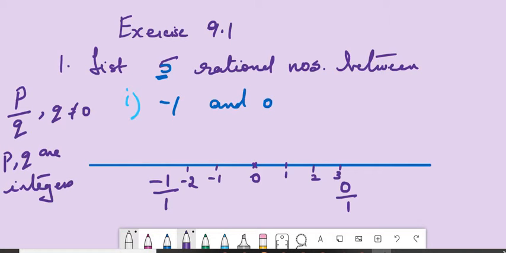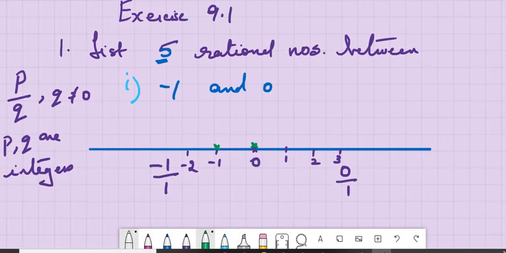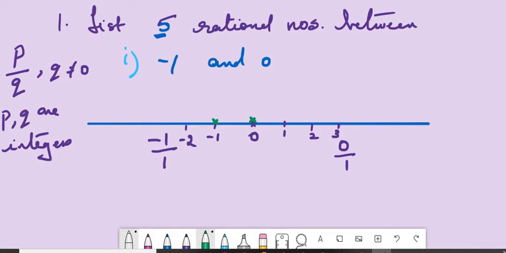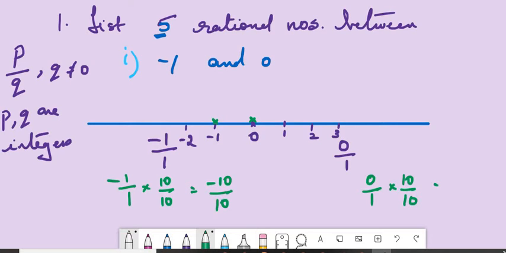So our task is to express 5 rational numbers between -1 and 0. Now where does -1 and 0 lie in this number line? This is -1 and this is 0. Now let us find out 5 rational numbers in between -1 and 0. So we will have to rewrite -1 by 1 as -10 by 10. And let us rewrite 0 by 1 as 0 by 10. I hope you understand this concept.